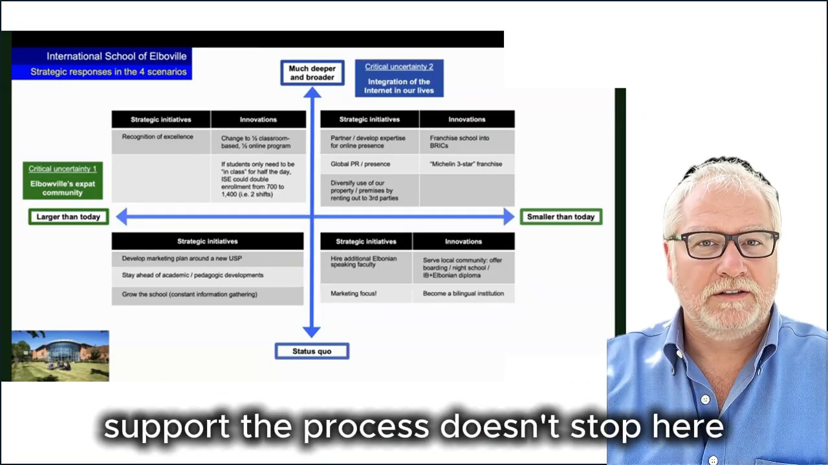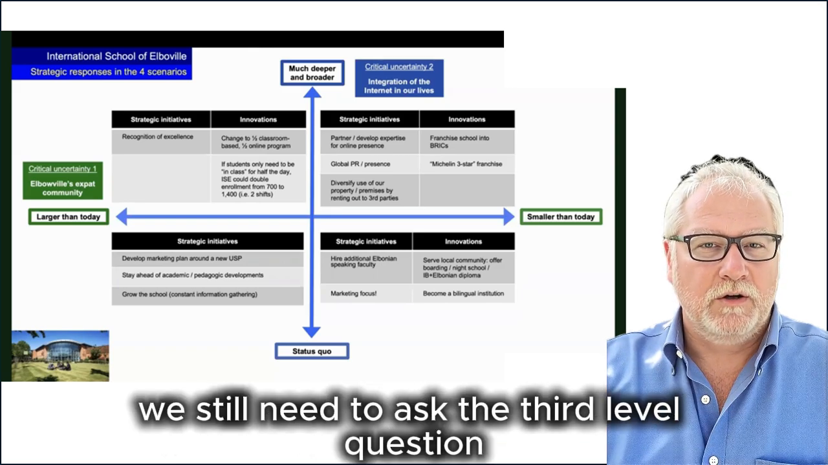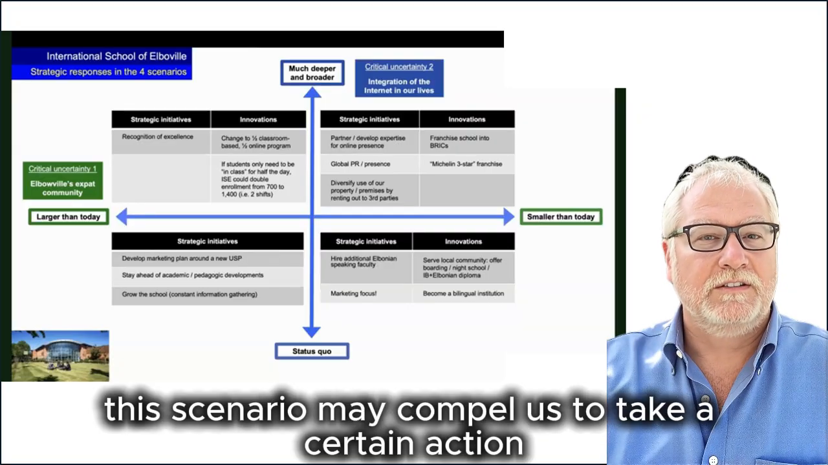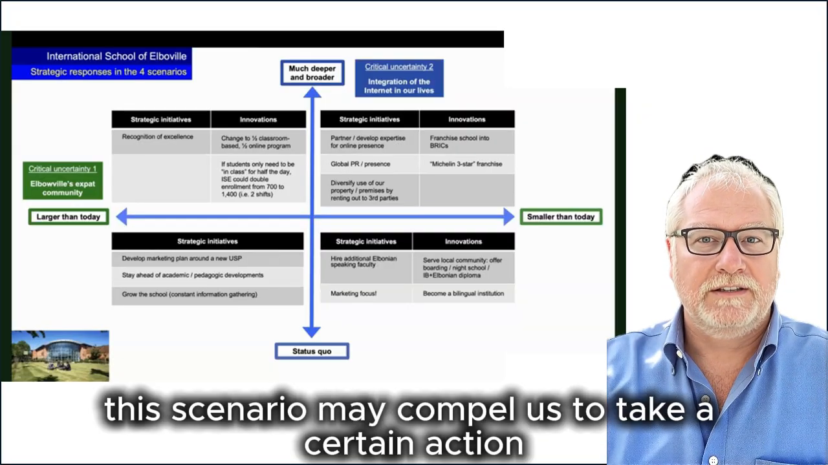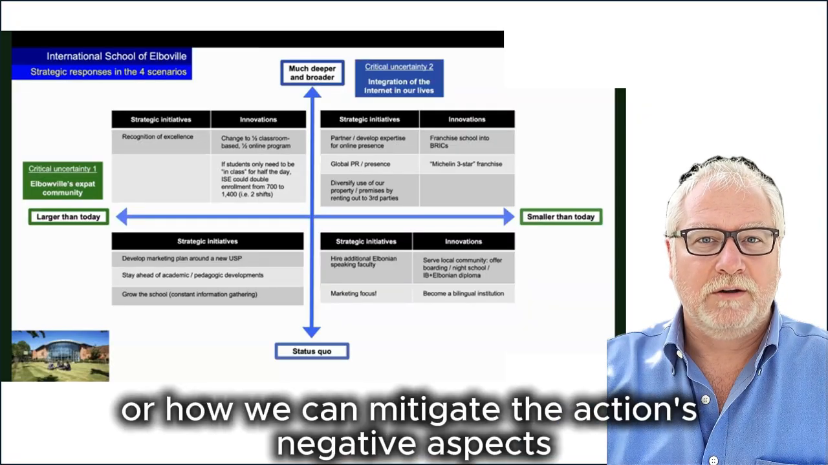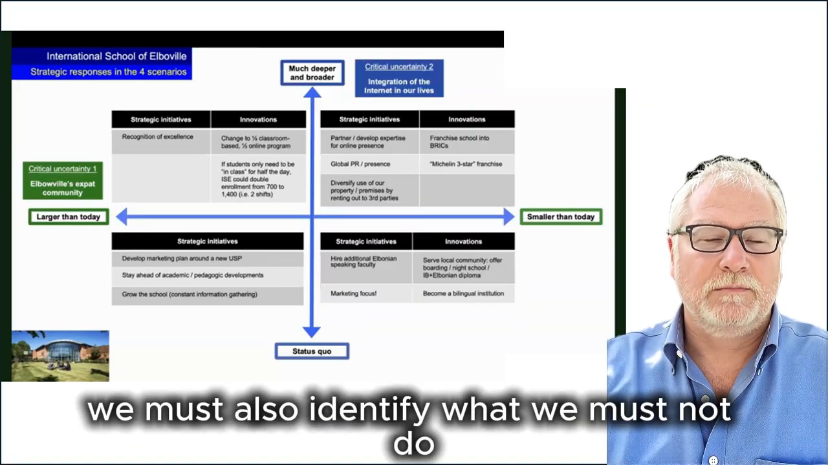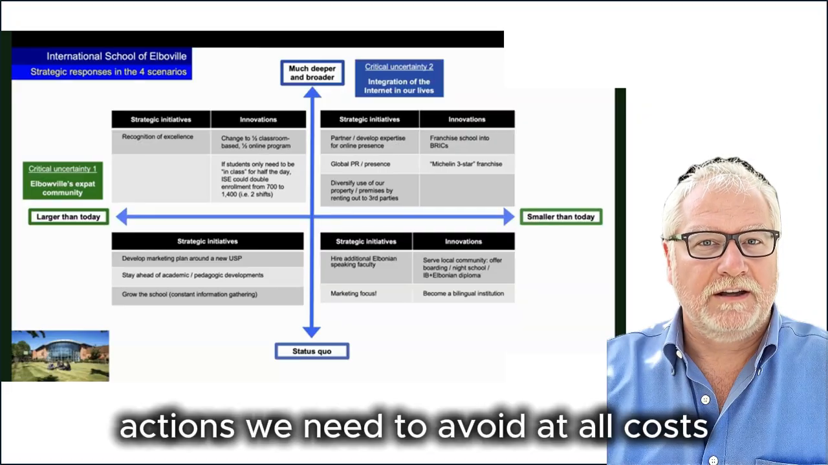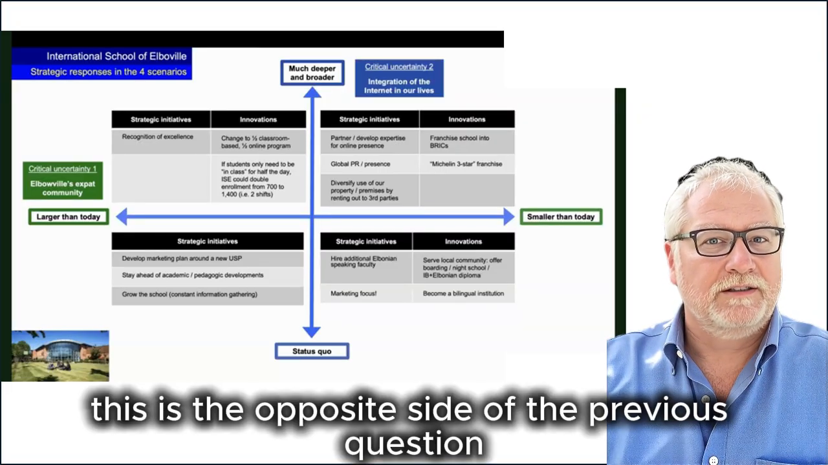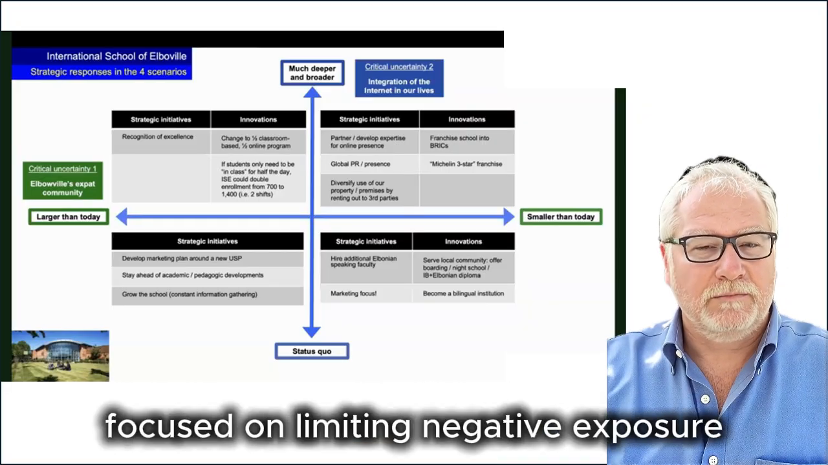The process doesn't stop here. We still need to ask the third-level question, what must we do? This scenario may compel us to take a certain action, but we need to identify what we should avoid or how we can mitigate the action's negative aspects. On the other hand, we must also identify what we must not do, actions we need to avoid at all costs. This is the opposite side of the previous question, focused on limiting negative exposure.